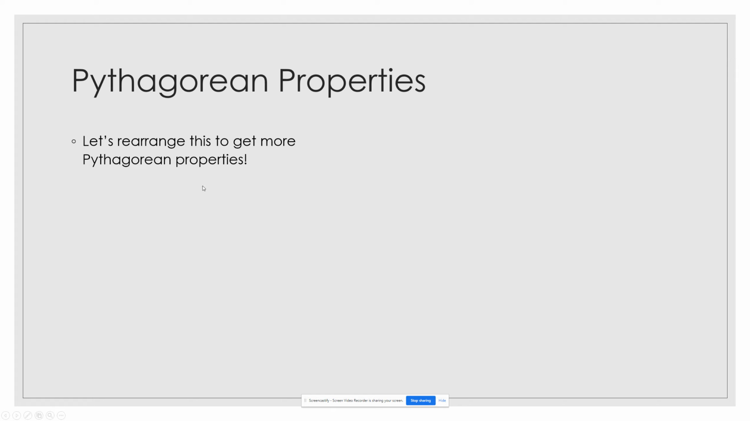Okay, so like I said, we can rearrange that to get more Pythagorean properties, which we just did on the last slide, but let's do it again. Oops, sorry. Fumbling through this.